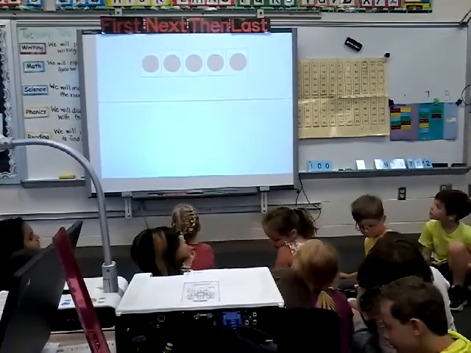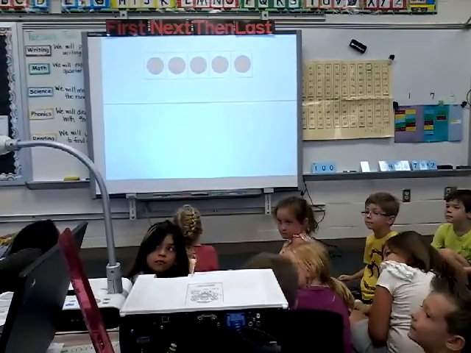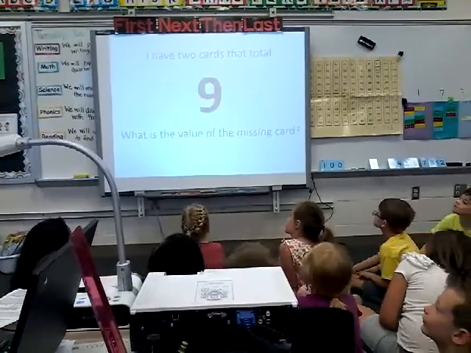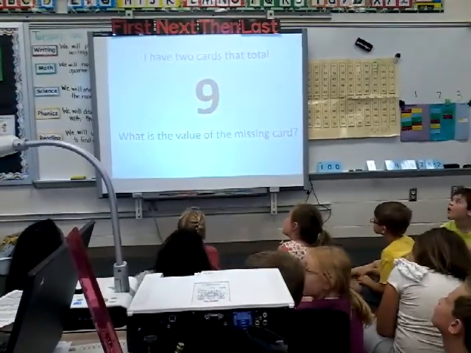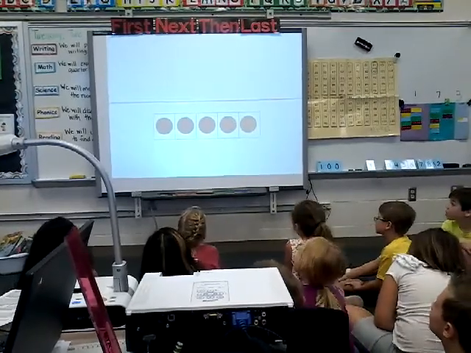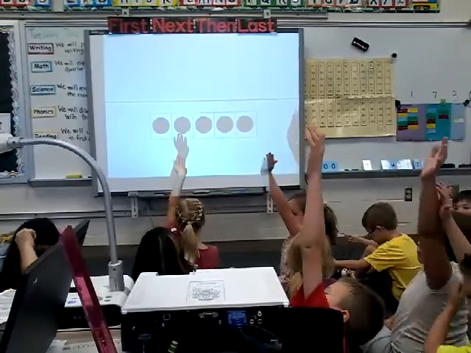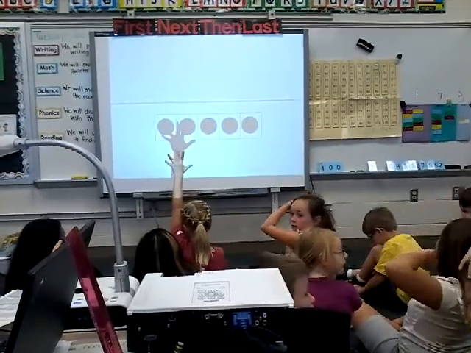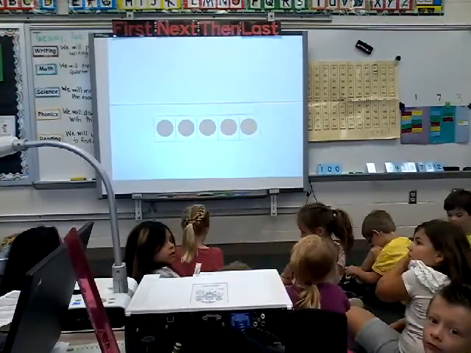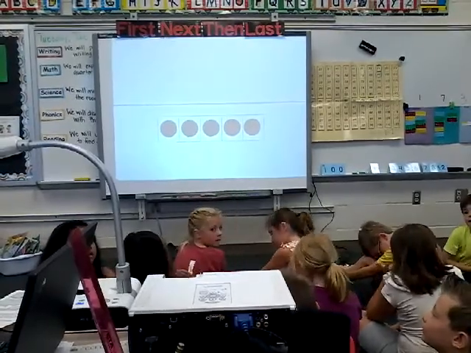2. So I think about like what the numbers, the little pips I see on the dice or the dominoes. That helps me with number patterns. Okay, let's do one more. I have 2 cards that total 9. What is the value of the missing card? 4. And how did you get 4? If you minus 1 from 10, it will make 9.